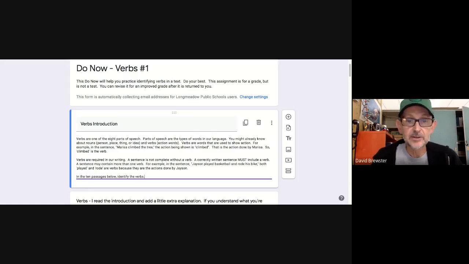Verbs are required in our writing. A sentence is not complete without a verb. A correctly written sentence must include a verb. However, a sentence may contain more than one verb. For example, in the sentence, Jason played basketball and rode his bike. Both played and rode are verbs because they are both actions done by Jason.